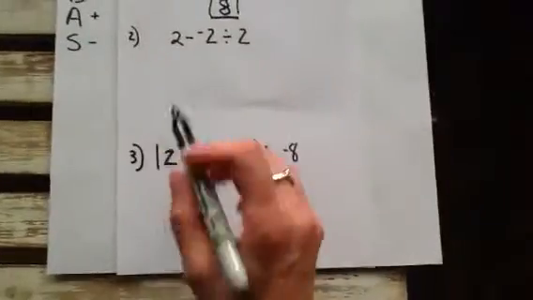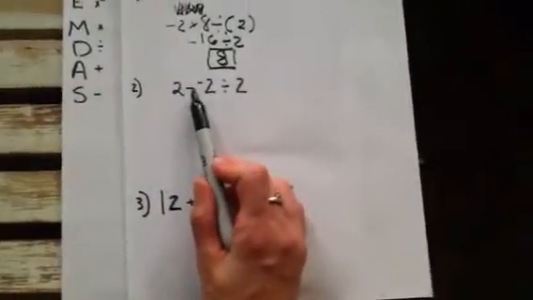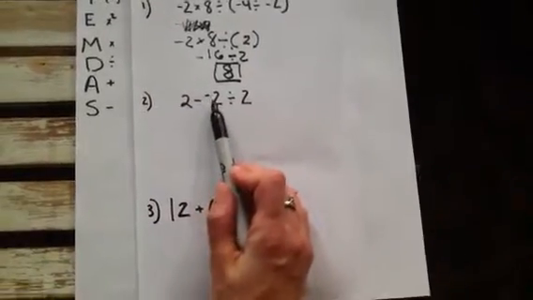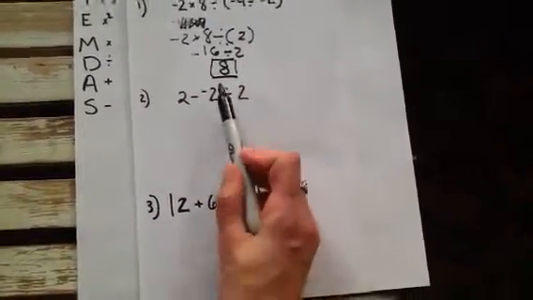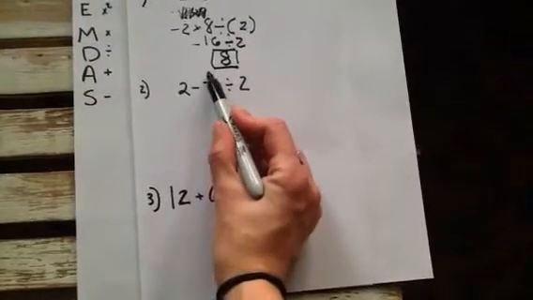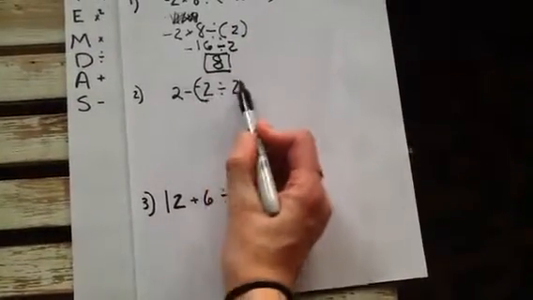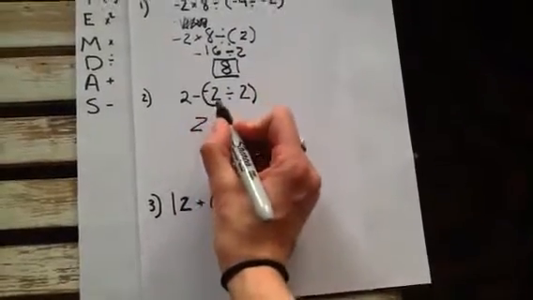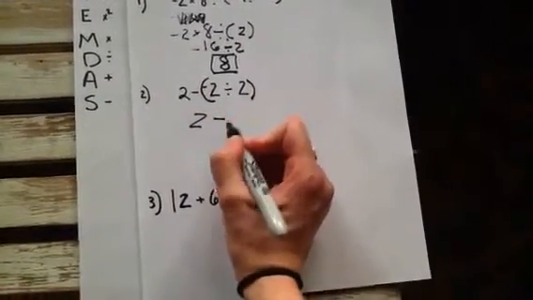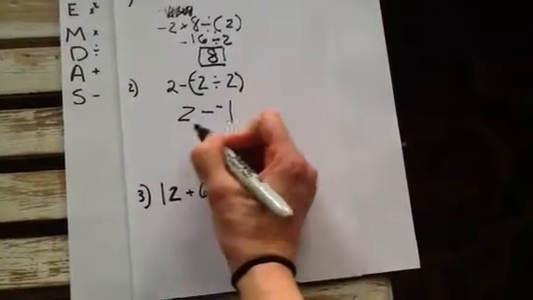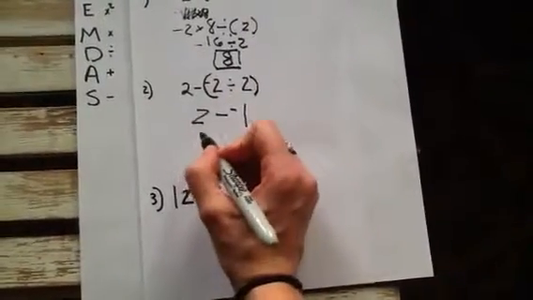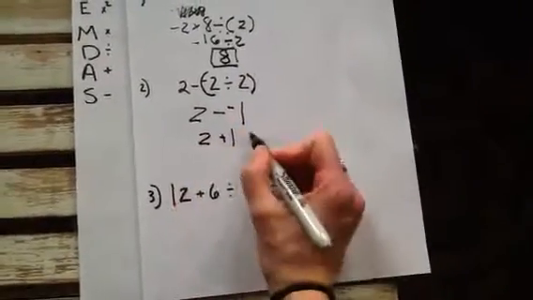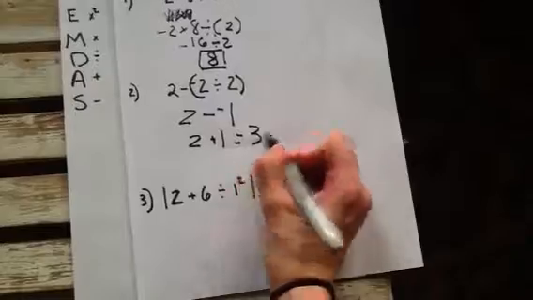All right, moving on. It is 2 subtract negative 2 divided by negative 2. Well, first, I'm going to view this just like this. What I really have, negative 2 divided by negative 2 is 1. 2 minus negative 1, that's 2 plus 1. All right, so what I really have is 3.